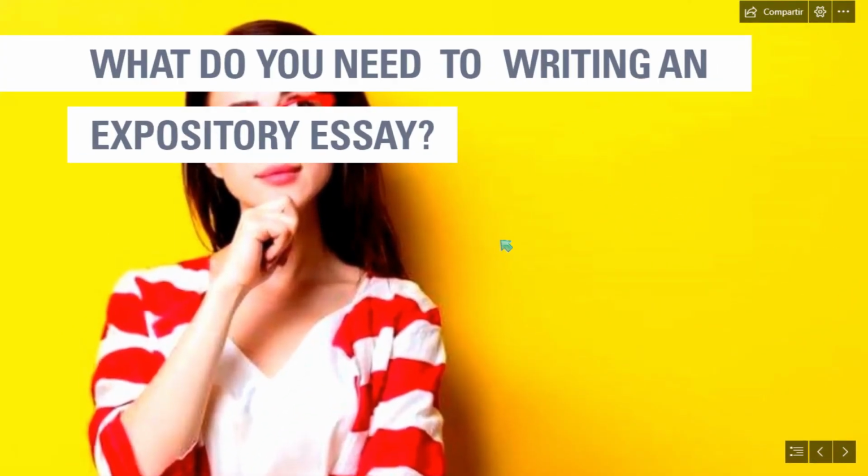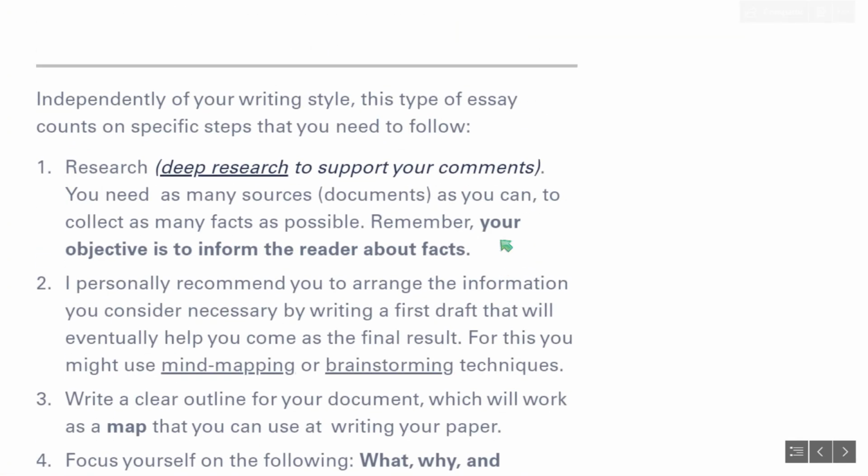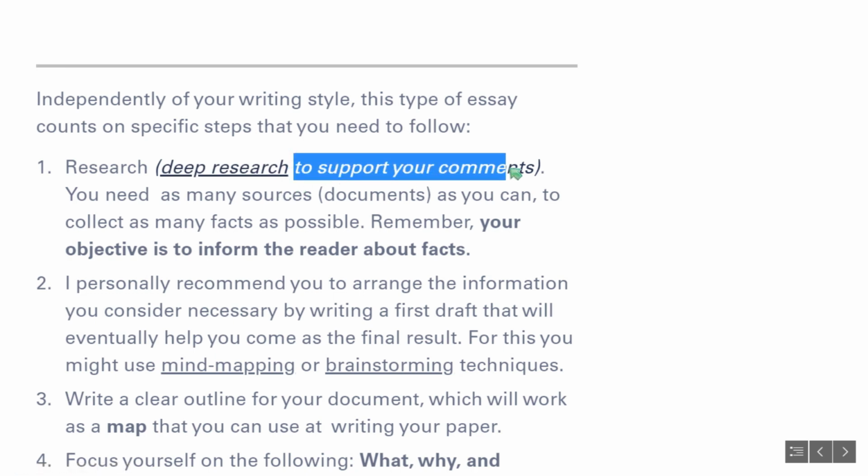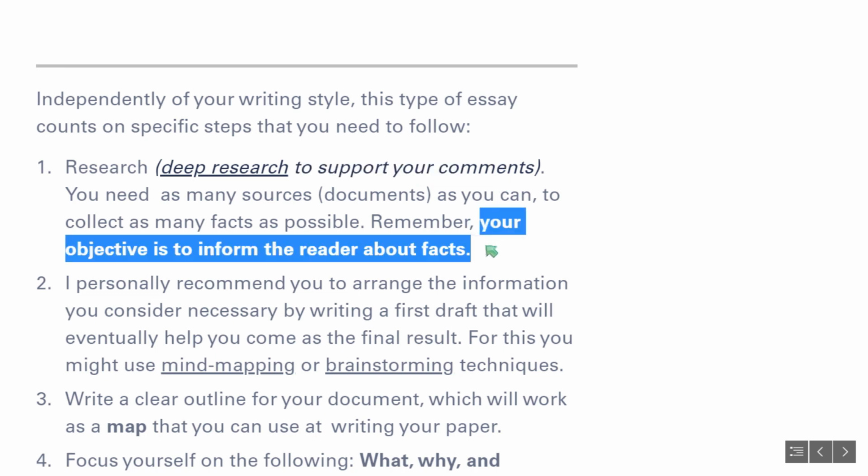What do you need to write in an expository essay? At the beginning, when you start writing your very first expository essay, you will need to read a lot. The more support documents you find, the better. Don't limit yourselves. Go big, try to do a deep research. In this link, you will find information that will help you to start doing deep research in a better way, which will help you to support your comments. Remember, the idea here for this kind of essay is to inform the reader about facts.